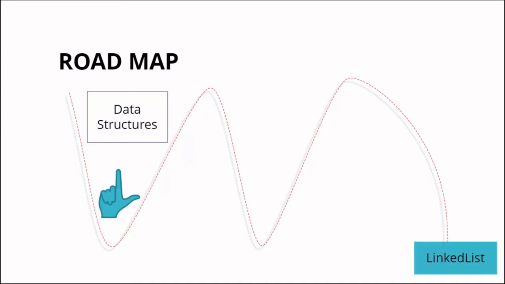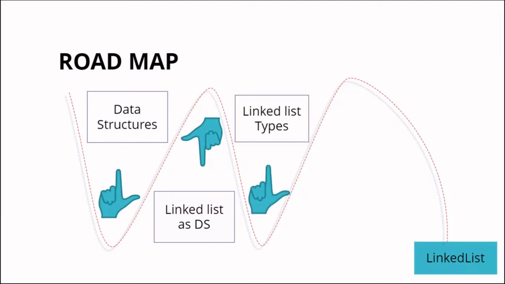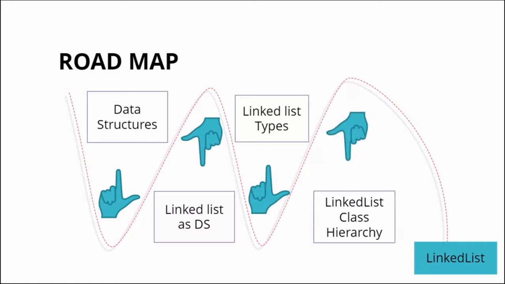First is data structures. In order to understand the LinkedList class, we must take a brief look at data structures, because the LinkedList class is actually an implementation of the linked list data structure. Hence, we will first understand the data structure as a basic terminology. Then we will understand linked list as a data structure, what linked list provides to the data structure. The third one is linked list types. There are a number of types of linked lists, such as singly linked list, doubly linked list, circular linked list. We will see each one in this video. And the fourth is the LinkedList class hierarchy.